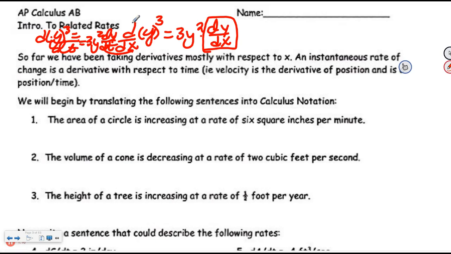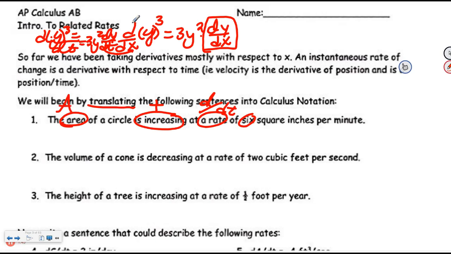So the first thing we're going to do is translate some sentences into calc notation, and then we'll go take the derivatives of all the geometry formulas you need to use. So if I were to tell you the area of a circle is increasing at a rate of 6 square inches per minute. The increasing tells me I have a positive growth. Rate tells me I have a derivative with respect to time. And the area tells me what to call my variable.